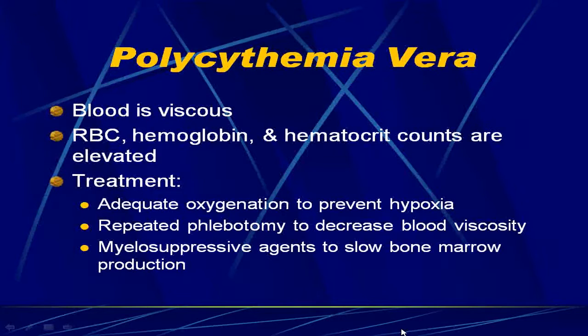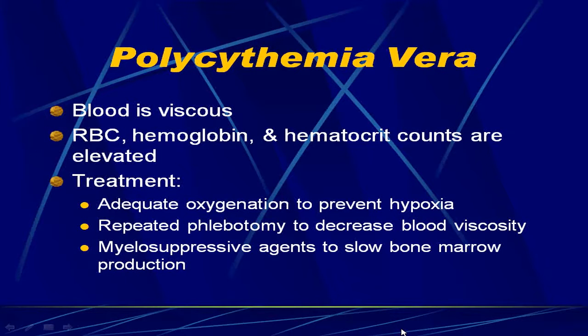And so with polycythemia vera, we see that the blood is going to be very viscous, or very thick. The person is going to have an increased red blood cell, hemoglobin, and hematocrit level. The treatment for this, we want to give the person adequate oxygenation to prevent hypoxia.